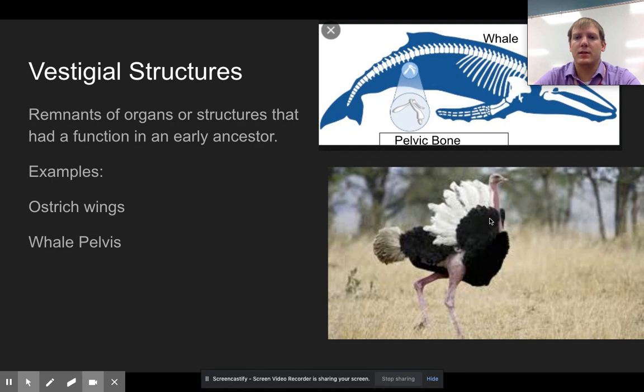Ostriches have wings. Ostriches don't fly, so why do they need wings? They run very fast. Okay, humans, we have tonsils or wisdom teeth. We don't use them. Humans also have an appendix. Okay, we don't use those, but it's believed that those organs or those parts, those structures, were used by our ancestors.